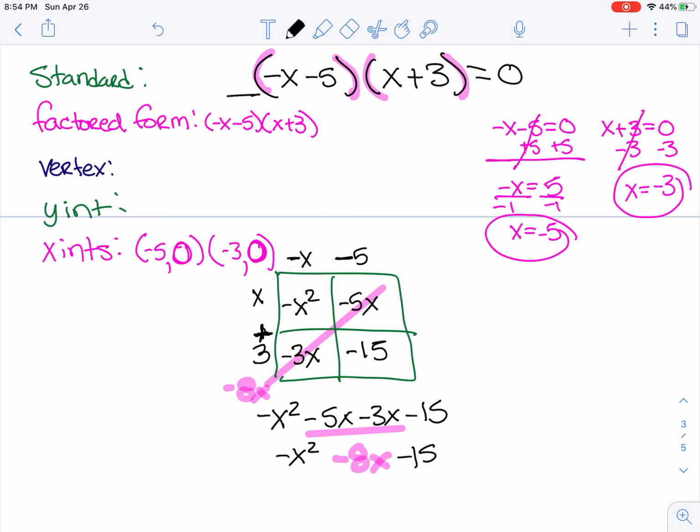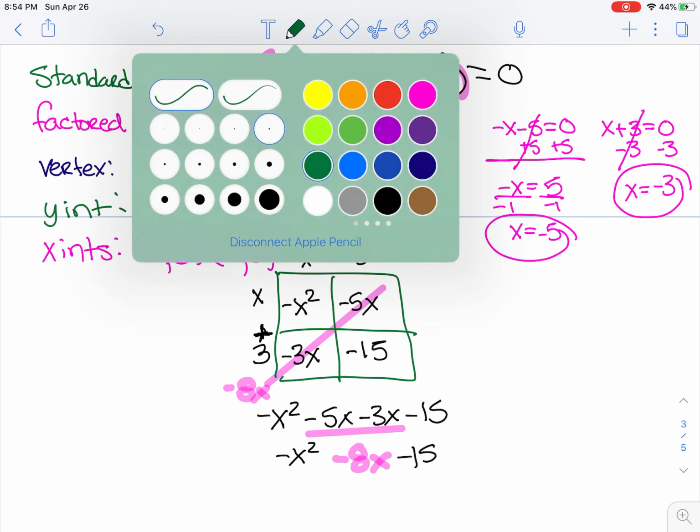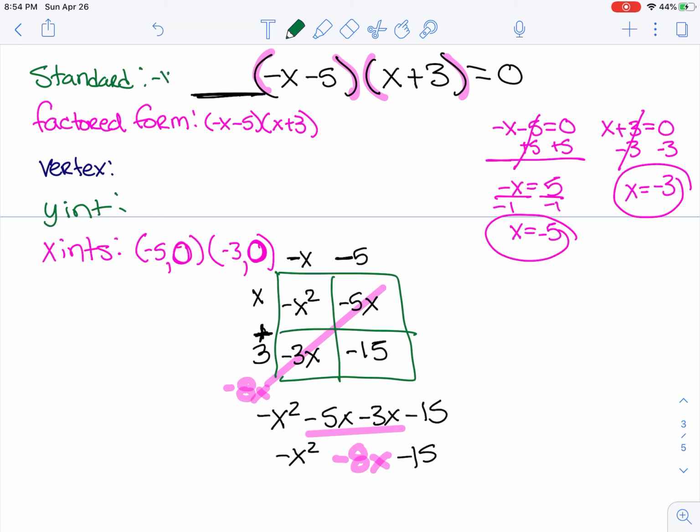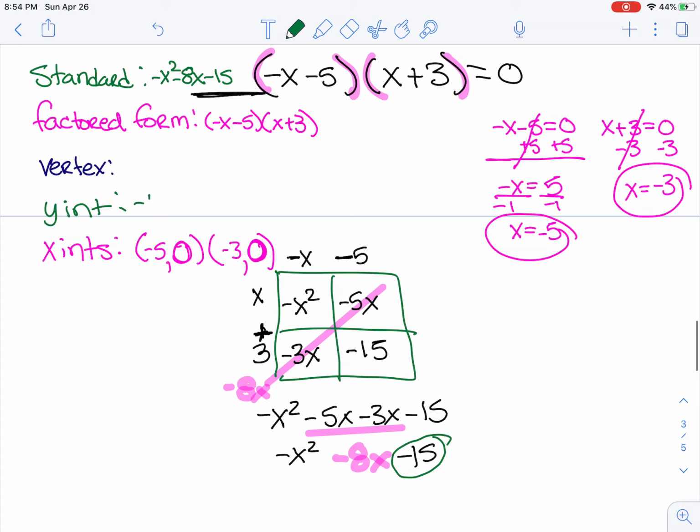Okay. There was no front number. So see how there's no front number there? I don't need to go multiply anything in. At this point, we have standard form. My standard form is -x squared minus 8x minus 15. And the important point here is that -15.